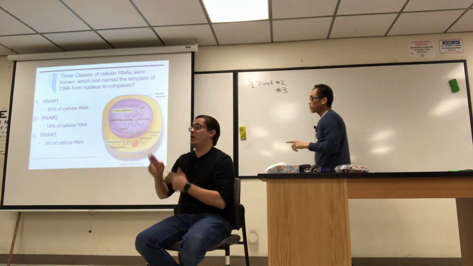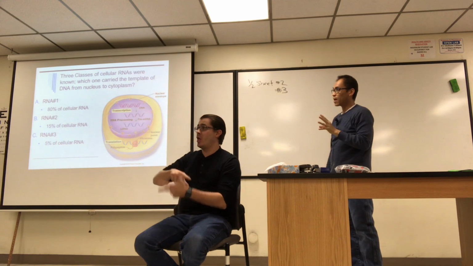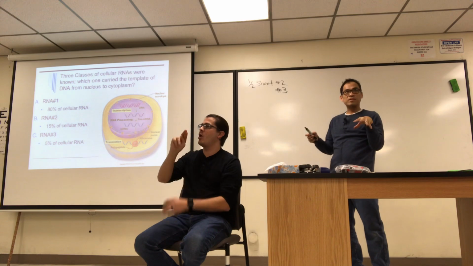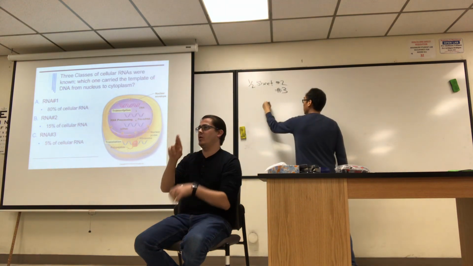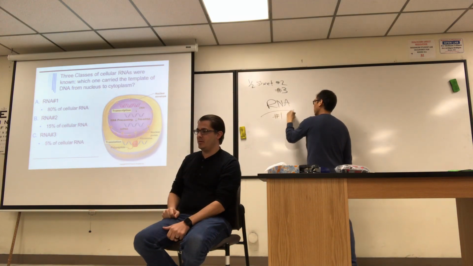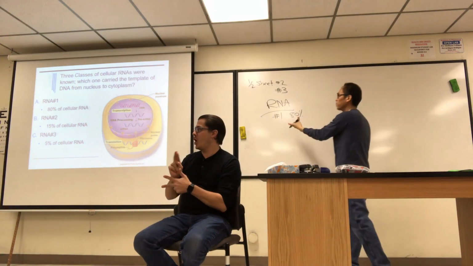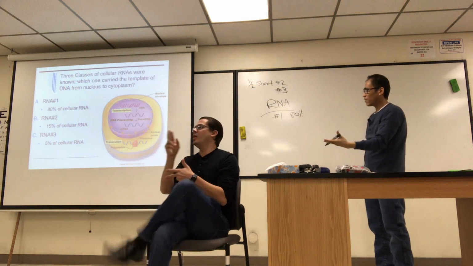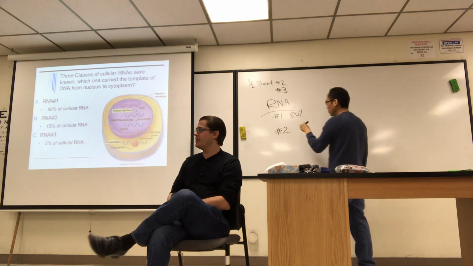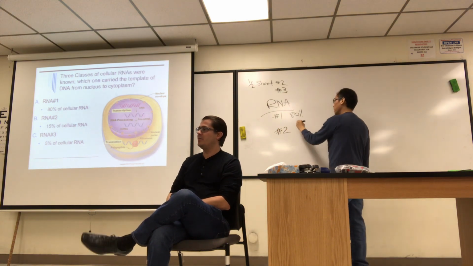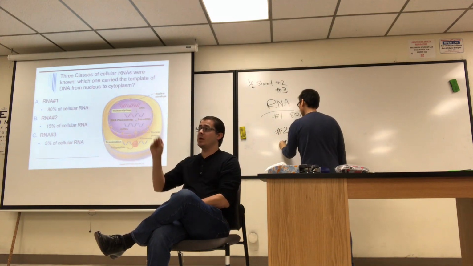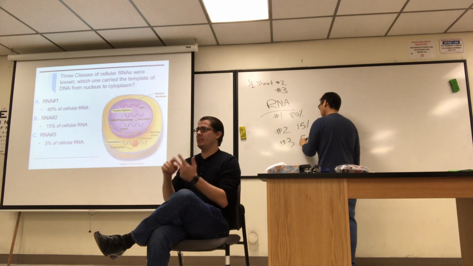What they did know was that there were 3 types of RNA, and they could quantitate how much RNA was in a given cell. RNA number 1 was the most plentiful, and most cells have 80% of this RNA. RNA number 2 is about 15% of cellular RNA. The lowest percentage, about 5%, is number 3.